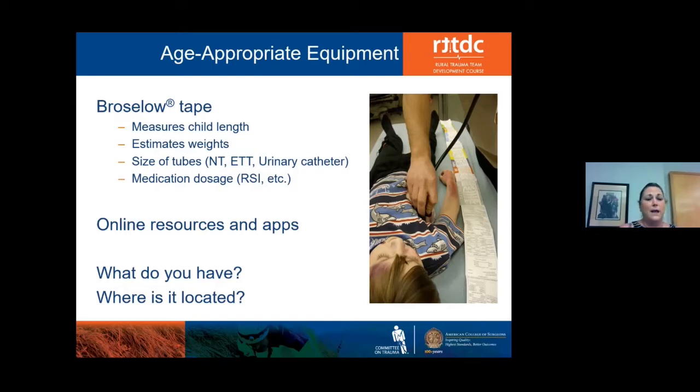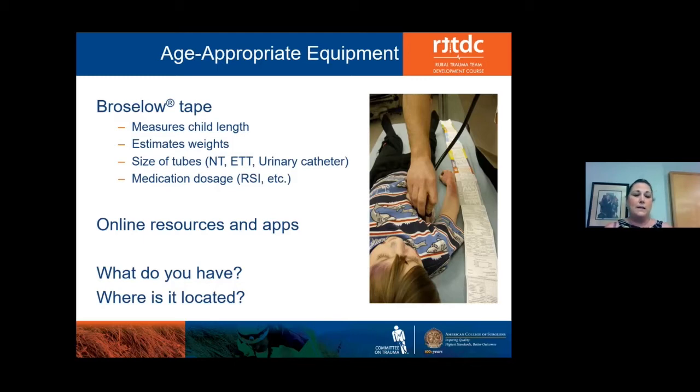There are a lot of online resources and apps that you can use. There's a PediStat app that you can download on most Android or Apple devices. If you have a smartphone, you can search for any of these devices that can help you to care for the pediatric patient, but make sure that you always use the Broselow tape when that patient comes in.